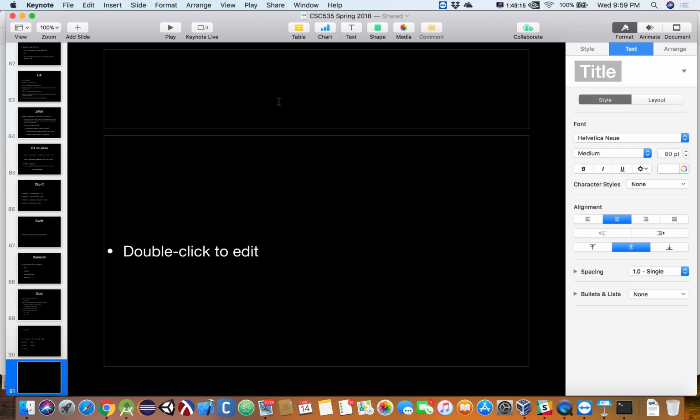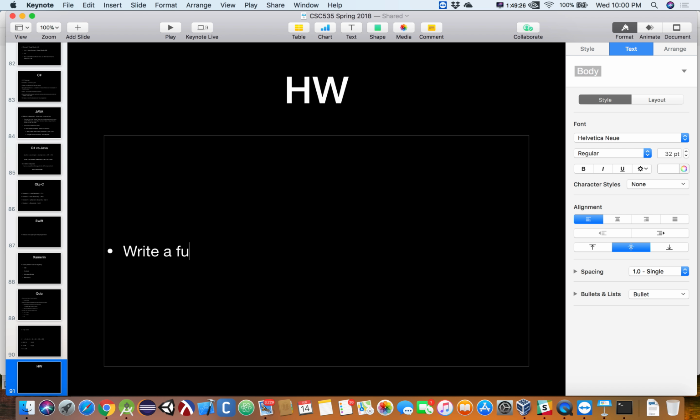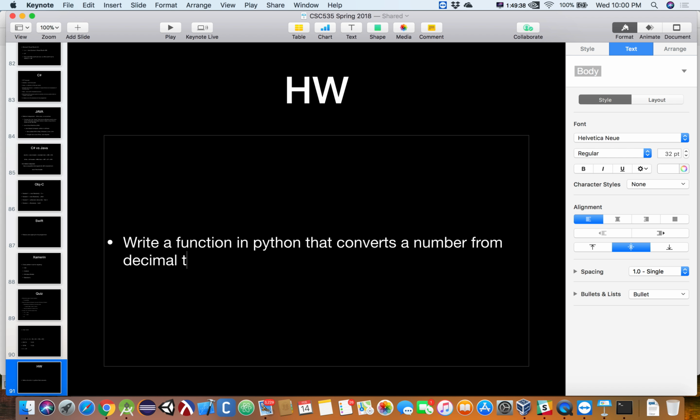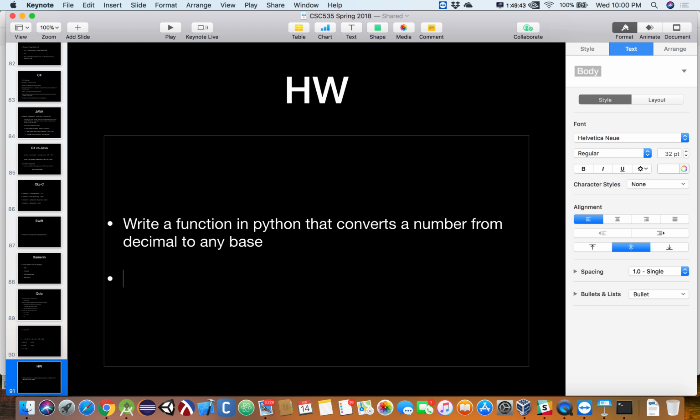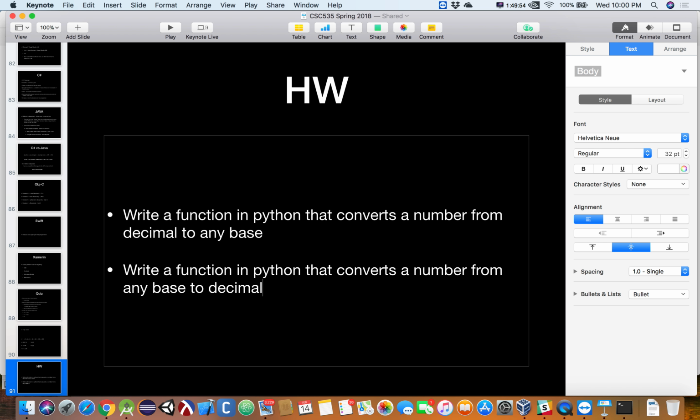So our homework is going to be your first programming assignment. I'm going to have you read a little bit more in the book. There are plenty of programming examples in the book. You're going to write a function in Python that converts a number from decimal to any base. Write a function in Python that converts a number from any base to decimal.